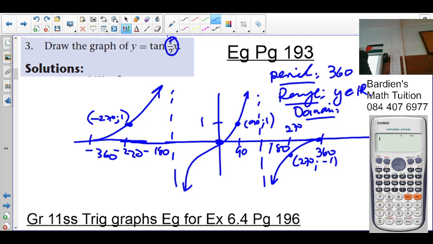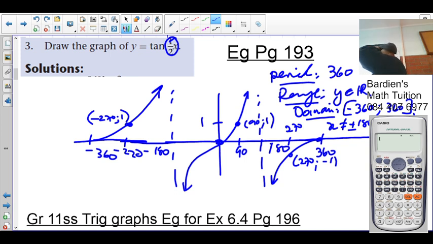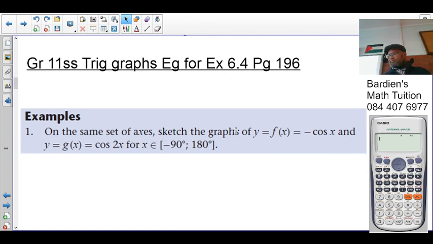However, if I look at the domain, we came in from negative 360 to 360. Not so. However, x is not equal to negative 180 and positive 180. Why? Because it is asymptotes. You guys understand? So that's that. The domain, range, amplitudes. Okay, there's no amplitude really on the tan graph.